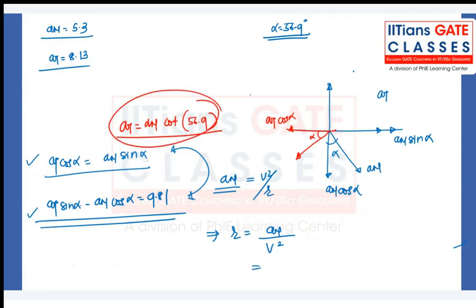What is the below equation now? AN cos of alpha plus AT sine of alpha is equal to 9.81. Okay, so now this is more correct. So just put the AT value here: AN cot of 56.9 plus AN cos of 56.9 is equal to 9.81. From this, tell me the value of AN quickly.